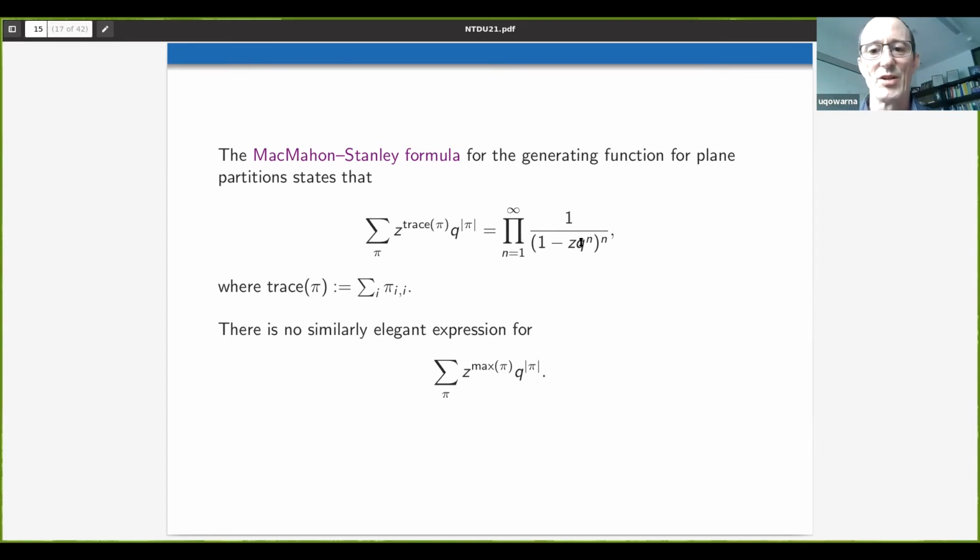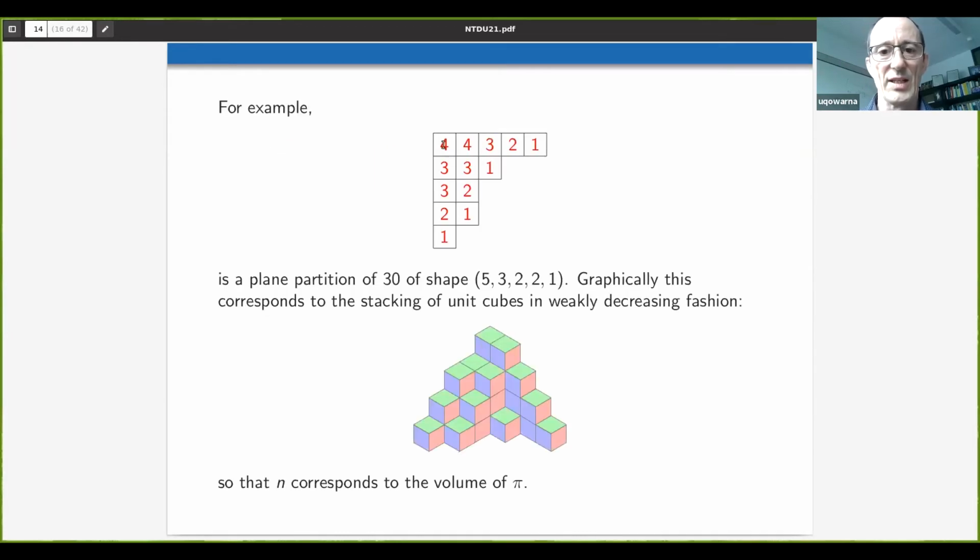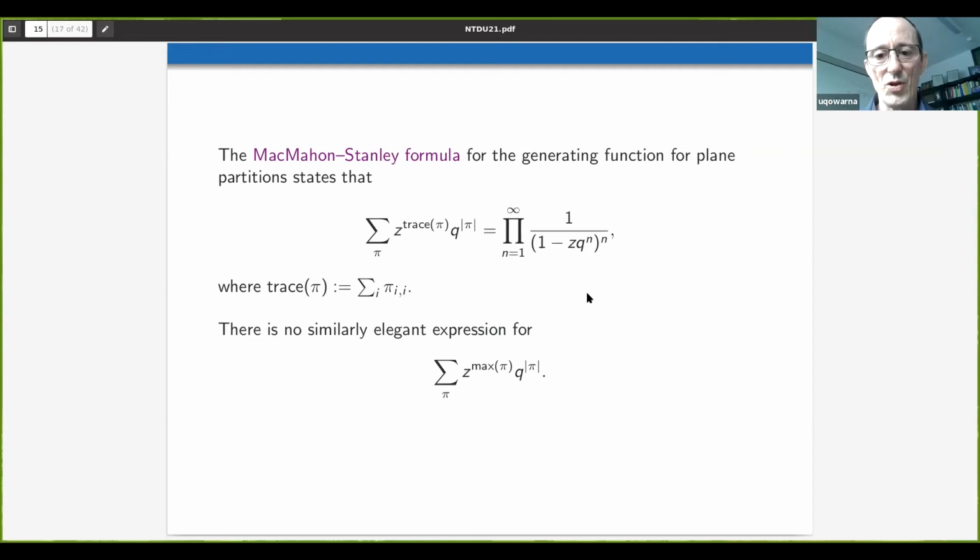And if you compute the generating function, you get again something that's very pretty. Later, I'll slightly change this trace to the max. So the max in this case would be 4, because the maximal number of cubes that I've stacked is 4 in any column. So there's no pretty formula for that, but it turns out that this is actually a really important statistic.